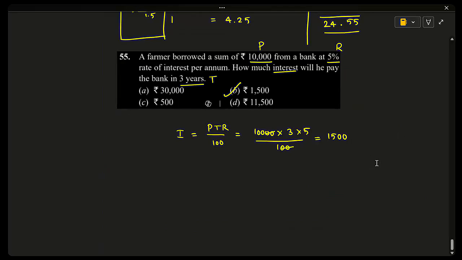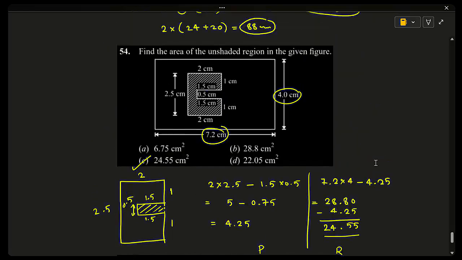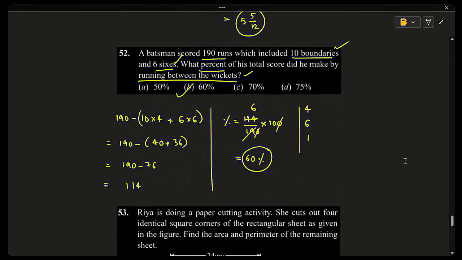Srikriti, what's your doubt, ma'am? Sir, I didn't understand 52 question. 52nd one. Yes, sir. See, each boundary, you'll get how much score? Sir, 4. 4 runs. Each 6, what is the score? Sir, 6. If you make 1 run between the wickets, you'll be awarded 1 run. Okay, batsman hit 10 boundaries. So what is the number of runs scored by the batsman in terms of boundaries?